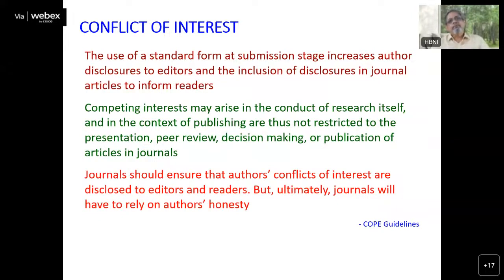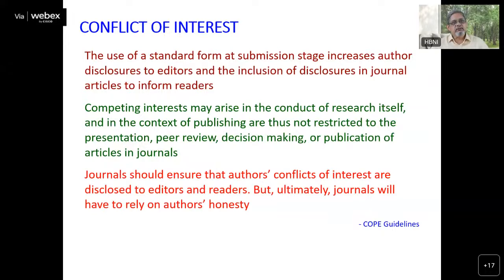Okay, so how do journals deal with this conflict of interest with authors? What most scientific journals have, when you submit a manuscript, is a standard form which asks the author whether he has any conflicts of interest regarding this research work, which is described in the manuscript that has been submitted.